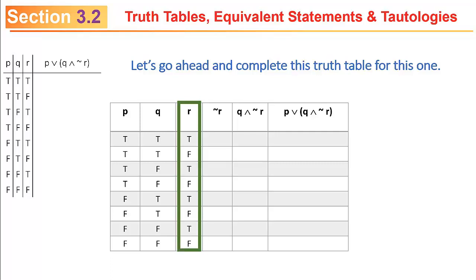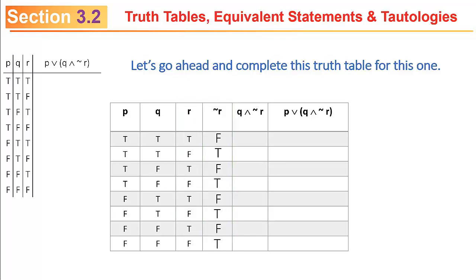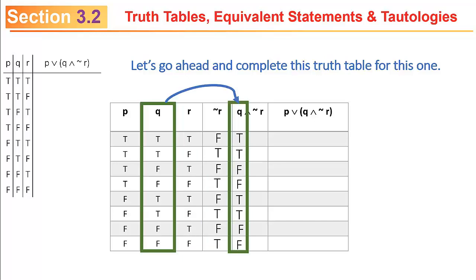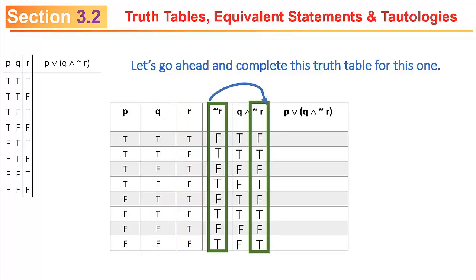Now that I got there, I notice there's a not R column that I need to fill out. So if you start on the left, I'll take the R column and change all the truth values to their opposites. True becomes false, false becomes true, all the way down. Then I move to the Q and not R column, which is the next column. Notice I already have a Q column, so I'll move the Q's underneath the Q's. And I already have a not R column, so I'll move the not R's under the not R's.